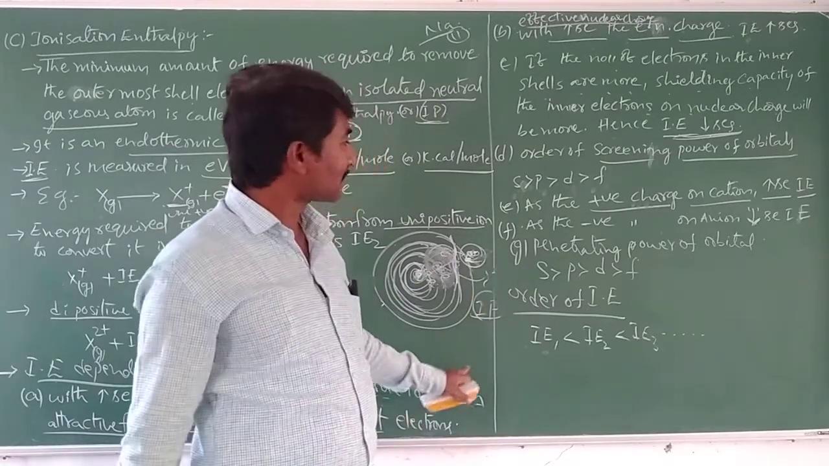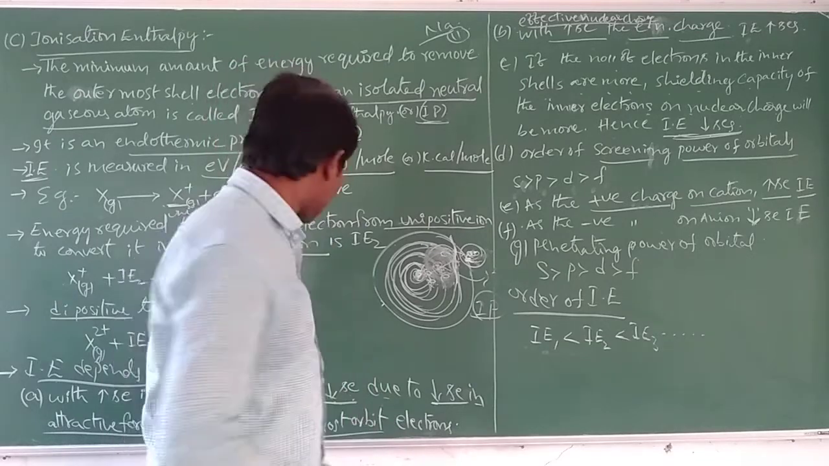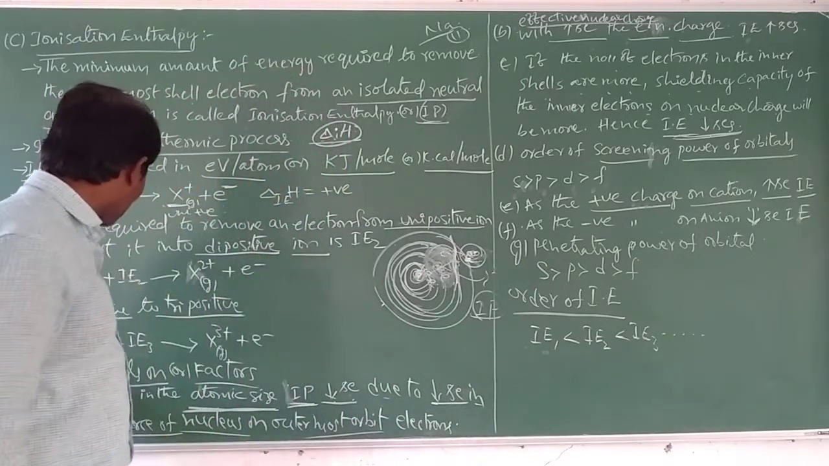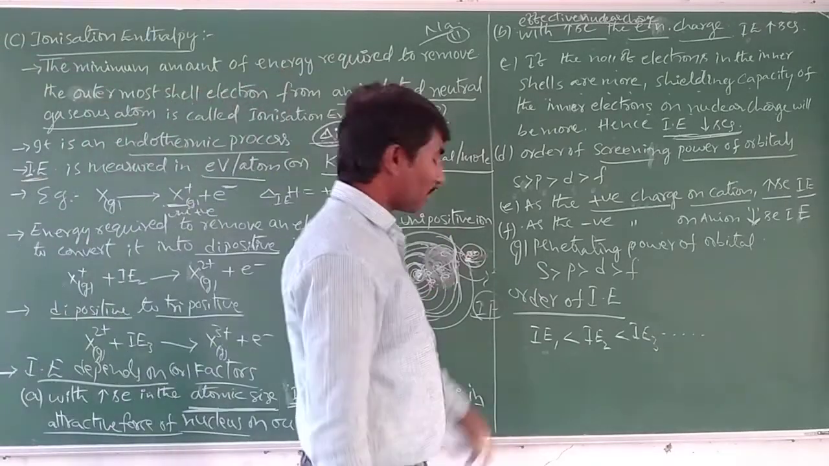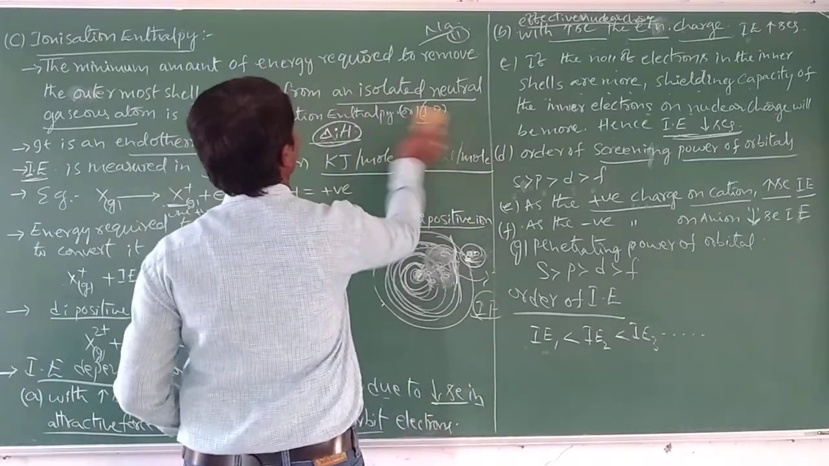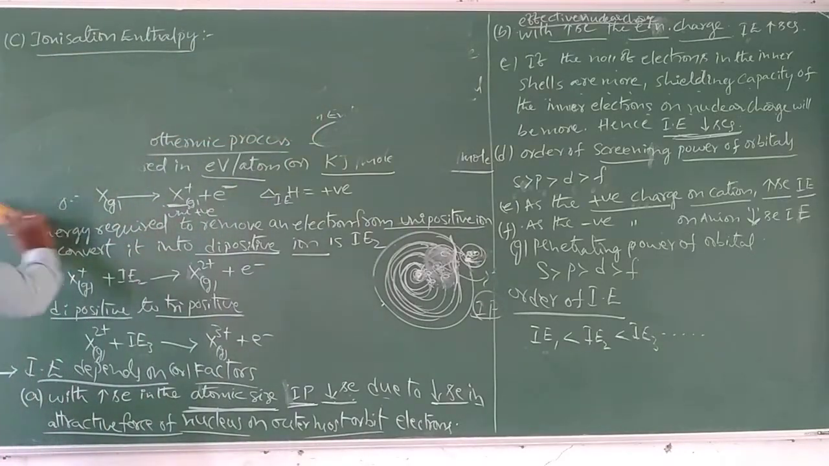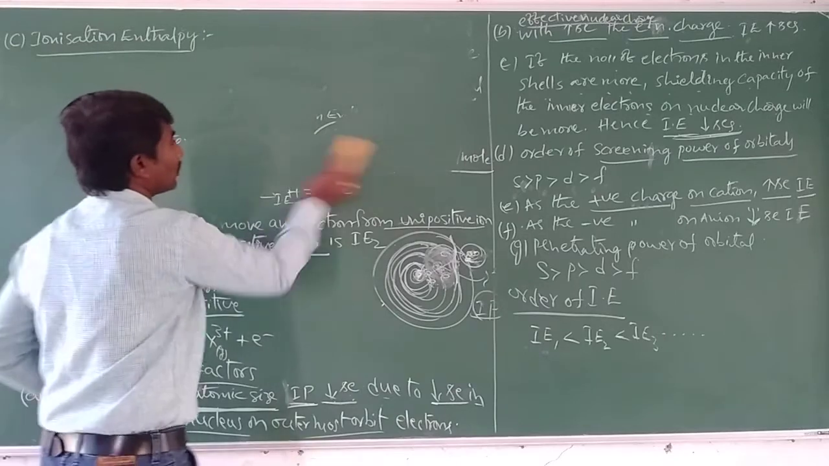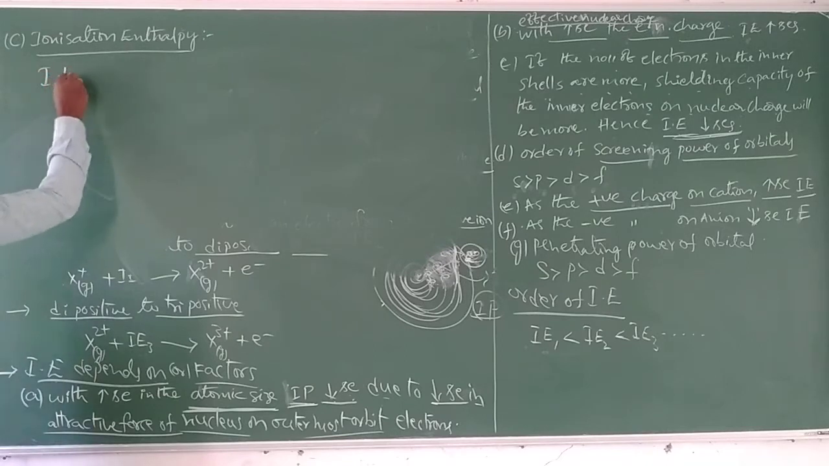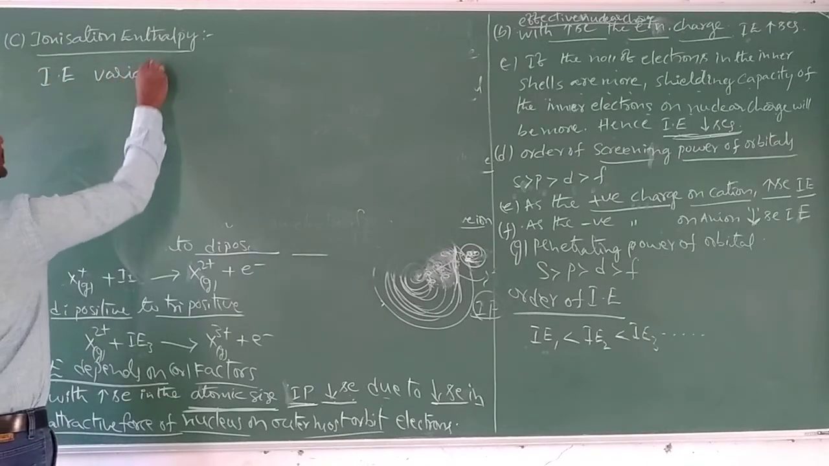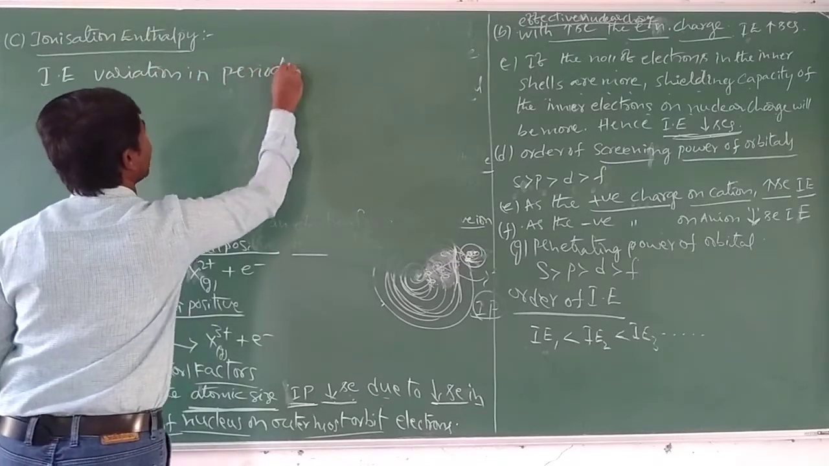These are some factors on which the ionization enthalpies depend. Factors of the ionization enthalpy depend like this. Then now we have to see the variation in the period and the variation in the group. Ionization enthalpy, variation in period.